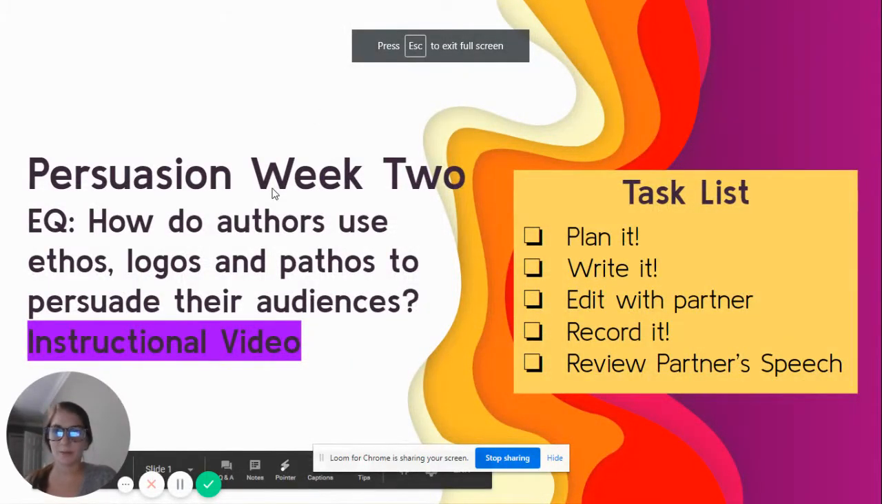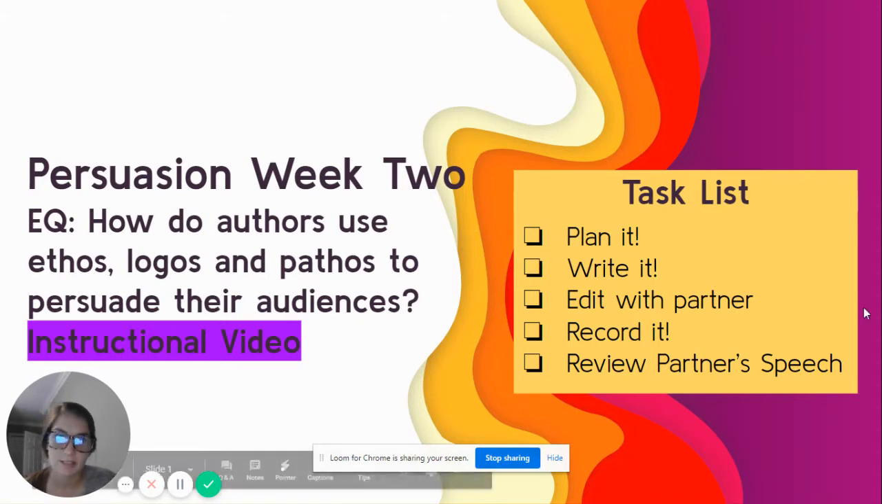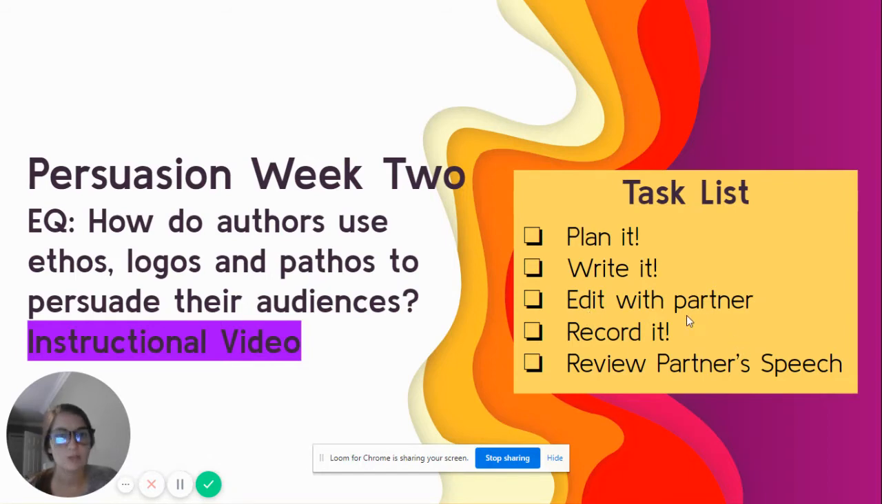Hi guys, so we are on week 2 for persuasion. We are still working on the essential question, how do authors use ethos, logos, and pathos to persuade their audiences? And you have a short task list. You are going to plan your speech, write your speech, edit your speech, record your speech, and then review your partner's speech.